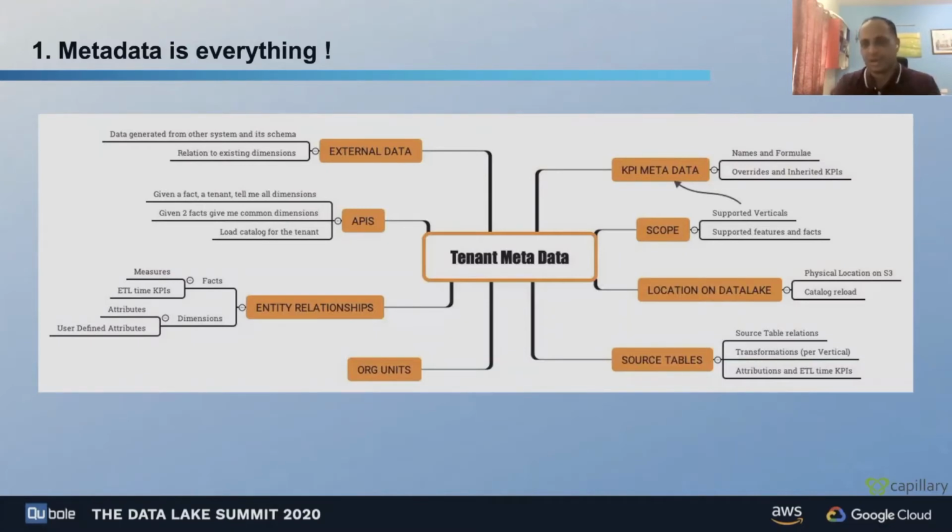One is scopes. What are the scopes this tenant belongs to? What are the supported verticals? Does it belong to a hypermarket? Does it belong to a QSR? Does it belong to a fashion category?